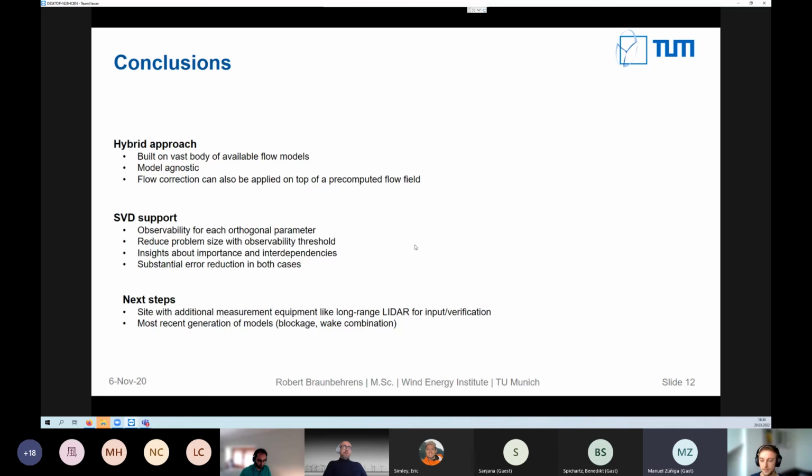And this is my last slide, so I'm going to cut it short because I think I talked a bit too long. So I'm working on a hybrid approach, not a black box model, but data-driven corrections on top of physical submodels. The SVD support is something that, at least for us, worked very well. You can assess observability. You have the orthogonal parameters, which you can try to interpret a little bit with these eigenshapes. And next steps are, for example, looking at the most recent generation of models like blockage or farm effect models, and then looking at the couplings and the results we get. But this is it.